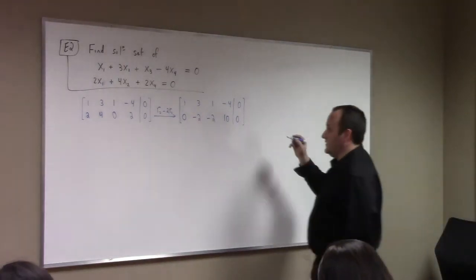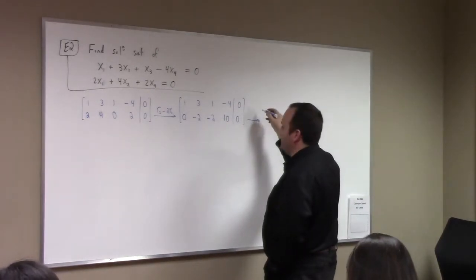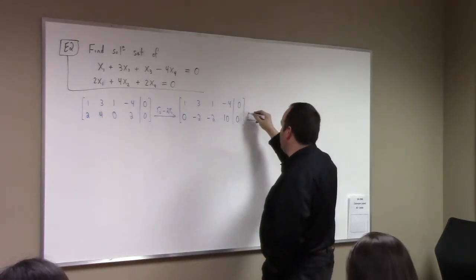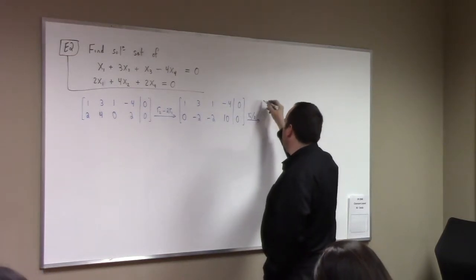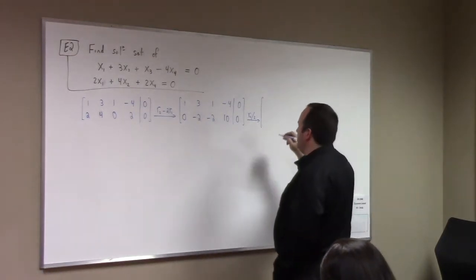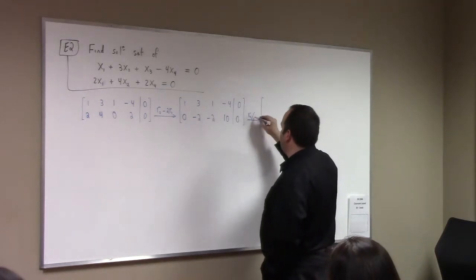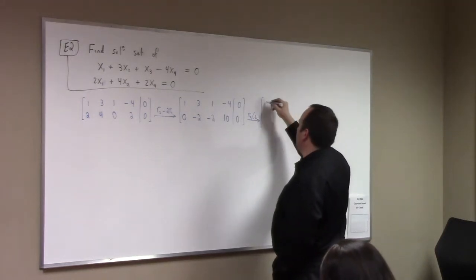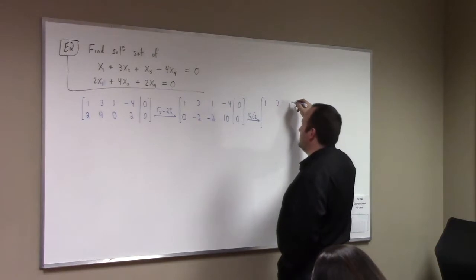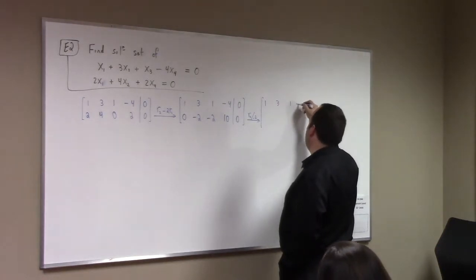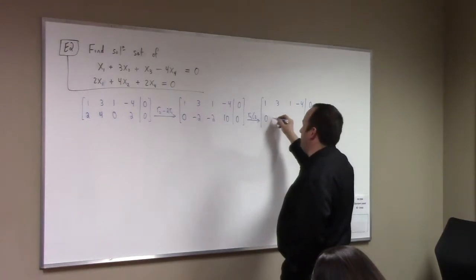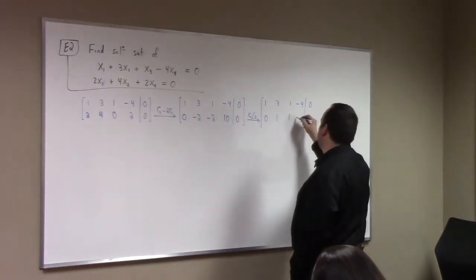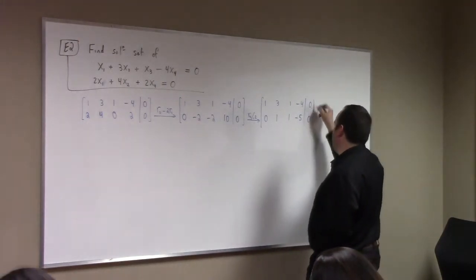Next move, since I'm trying to find the reduced row echelon form to illustrate for you guys how that goes, row 2 divided by 2. Nice move here. Actually, I should probably divide by minus 2. And that will give me the first row unaltered, 1, 3, 1, minus 4, 0. And then we get 0, 1, 1, minus 5, 0.